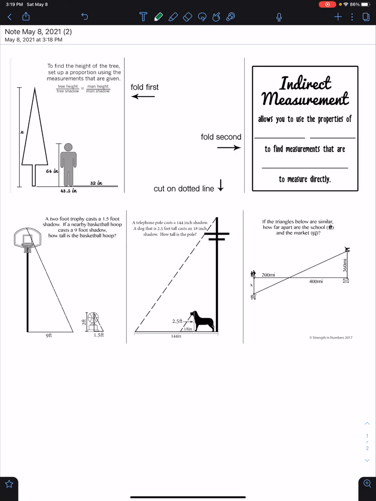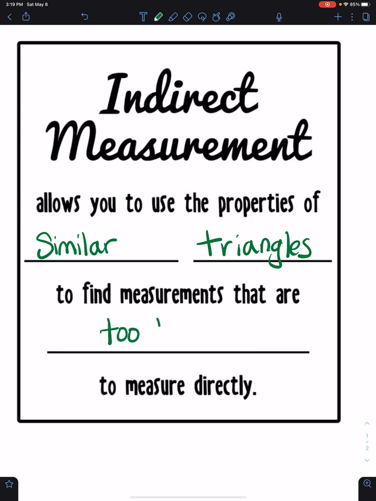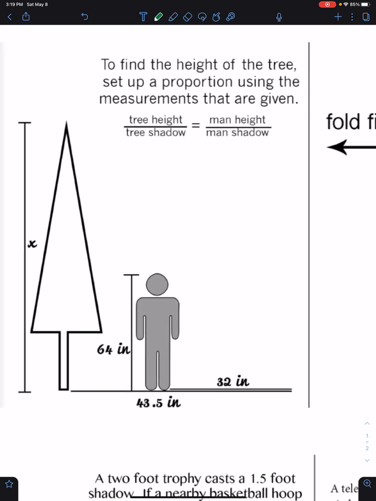Okay, so indirect measurement allows us to use the properties of similar triangles to find measurements that are just too big to measure otherwise, like how tall a building is, or a roller coaster, or a tree, or something really tall that we couldn't just measure directly. All right, so let's see what this means.